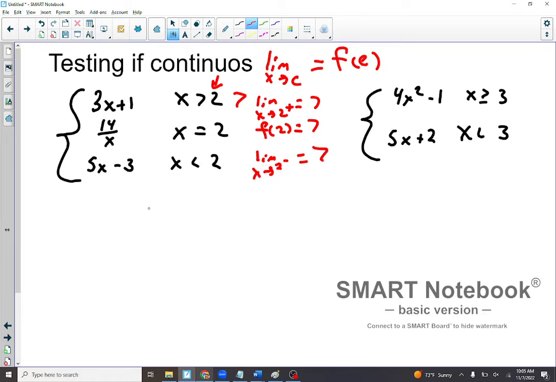So because all of these are 7, that means the actual limit exists, which matches because these match, and it also equals the original point, the actual point. So in that case, this overall is, yes, continuous at 2, I would say.